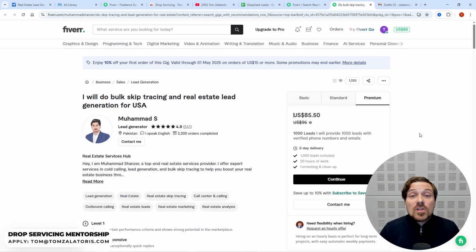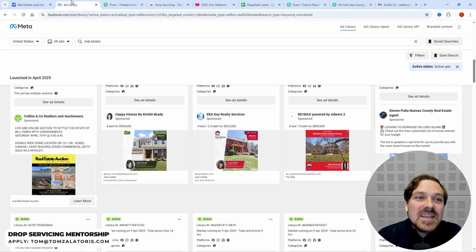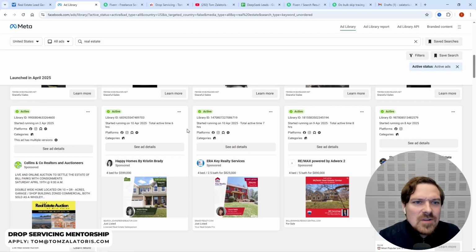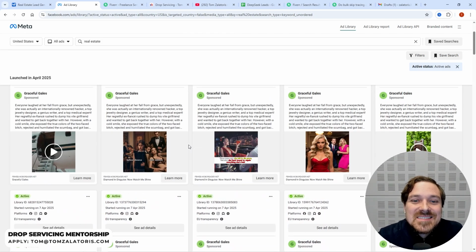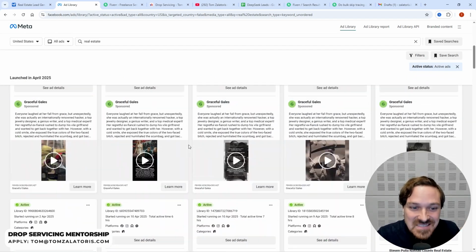So the business model of drop servicing is we're getting these suppliers to give us some specific result and then reselling those emails and phone numbers to real estate agents on here. Now, you might say, Tom, this is great. This is awesome. Sounds good on paper. How do you actually do this in reality? How to actually physically do this?